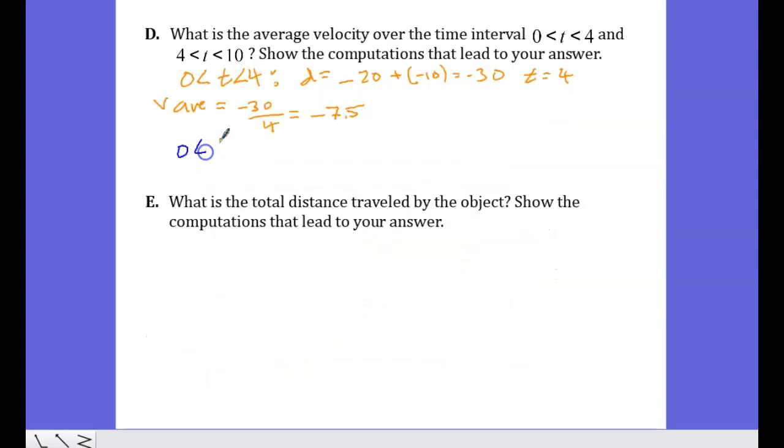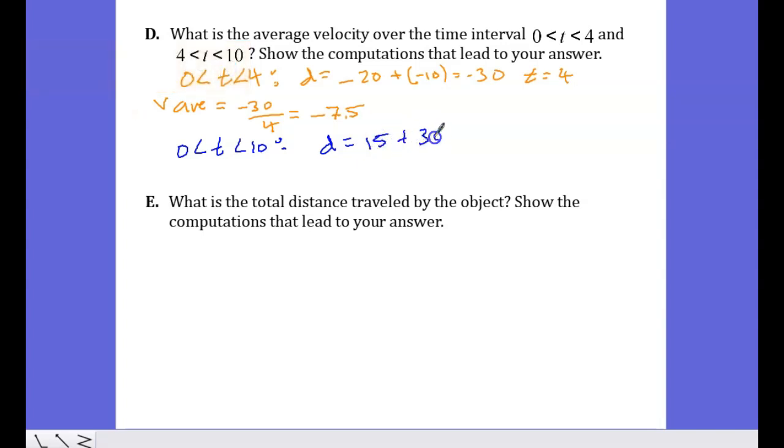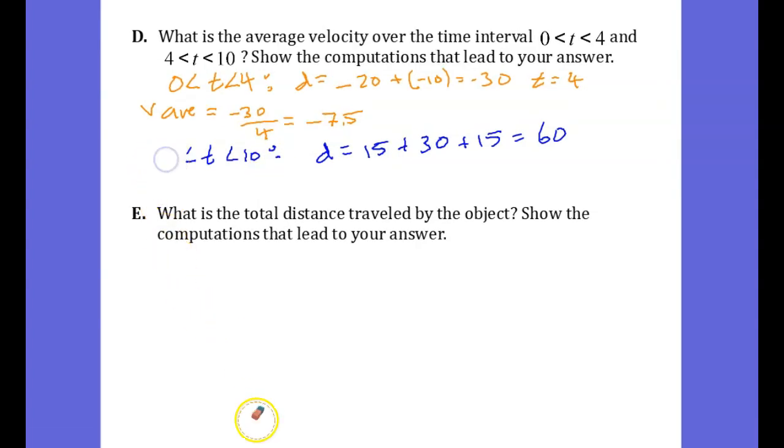So from 4 to 10, our distance traveled is going to be 15 plus 30 plus 15 equals 60. And we traveled over a time of, that wasn't 0, that was supposed to be 4. Let me fix that. 10 minus 4 is 6. So the average velocity will be 60 divided by 6, which is equal to +10.